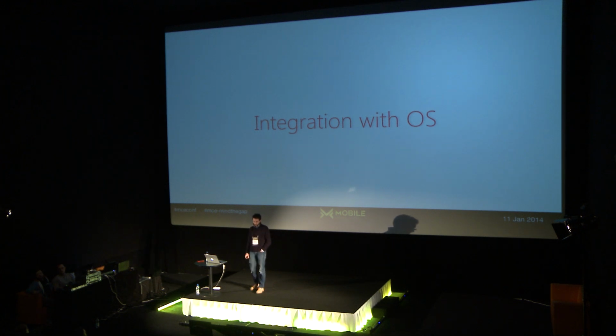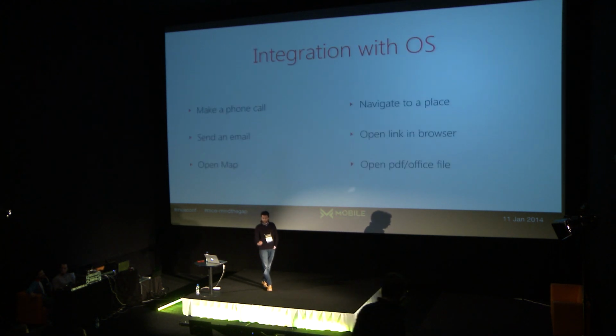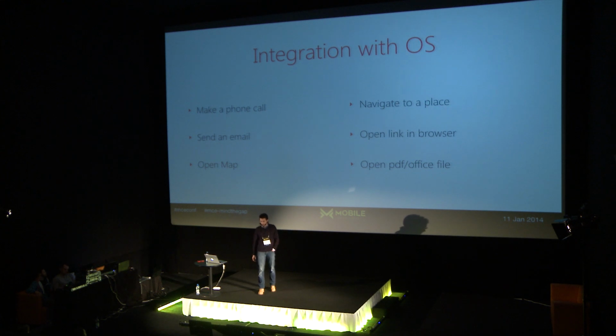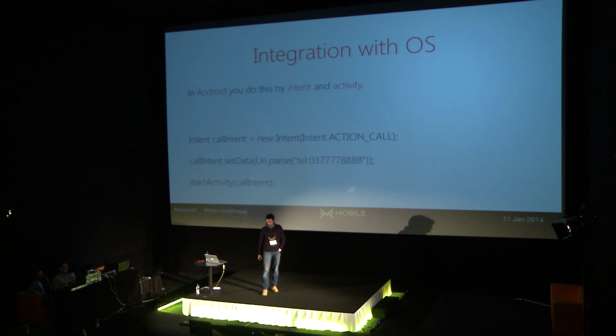At that point, after building this application, we needed to better integrate it with the operating system. So we needed to start a phone call from our application, send email, maybe open a map. In some cases we had to start navigation, show again HTML pages, and maybe open some documents. Again, in Android, you normally deal with intents and activities. So for instance, if you want to start a call, you declare the intent of a call, and then you set the number that you want to dial, and then you start the related activity.